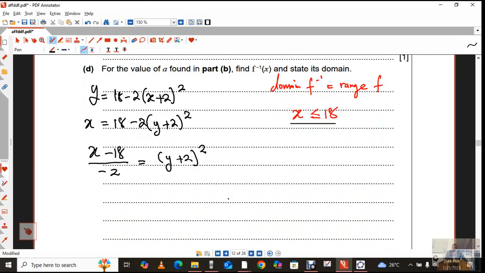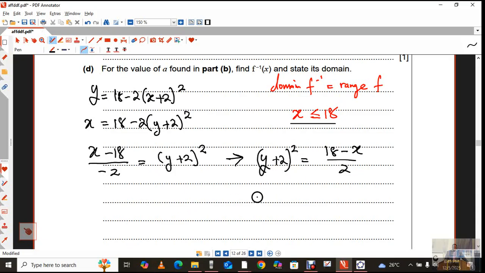Now another thing also, when you have a scenario like this, it can be written like this: y plus 2, all squared, is equal to 18 minus x over 2, because I'm just putting the negative on top there. And if I put brackets there, then the negative is going to make the x a negative and the 18 becomes a positive. It's essentially the same thing.